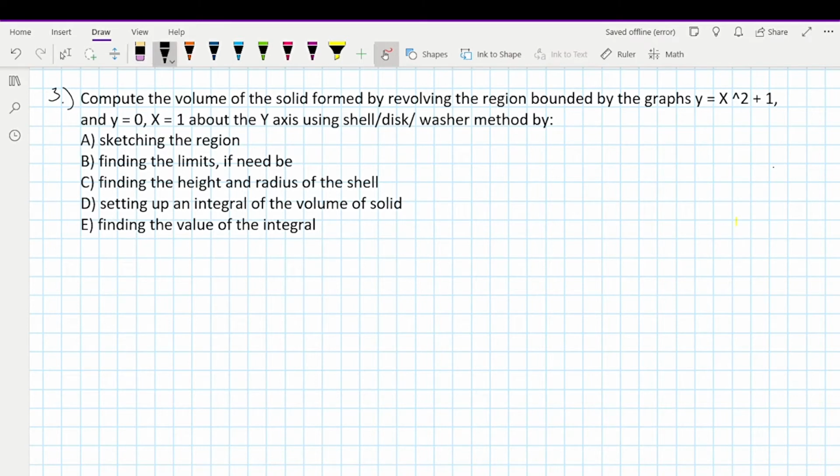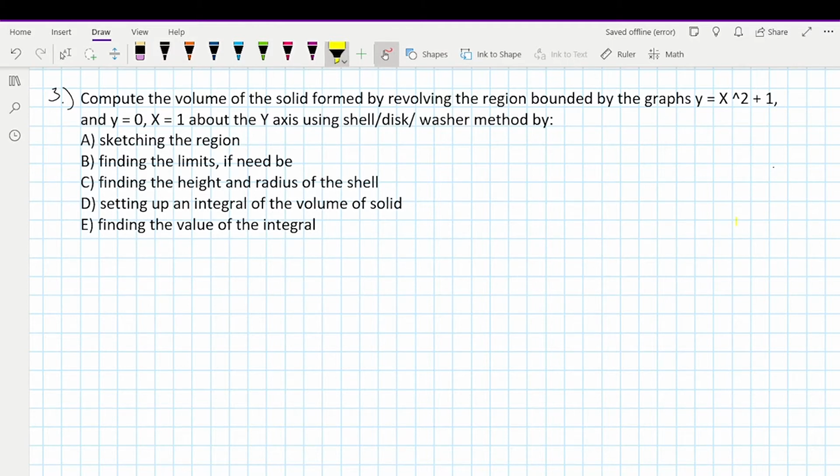This is question 3 from Calc 2 Exam 1, and it says compute the volume of the solid formed by revolving the region bounded by the graphs y equals x squared plus 1, y equals 0, x is equal to 1 about the y-axis using the shell, disk, or washer method. Sketch the region, find the limits if need be, find the height and radius of the shell, set up an integral of the volume of the solid, and find the value of the integral.